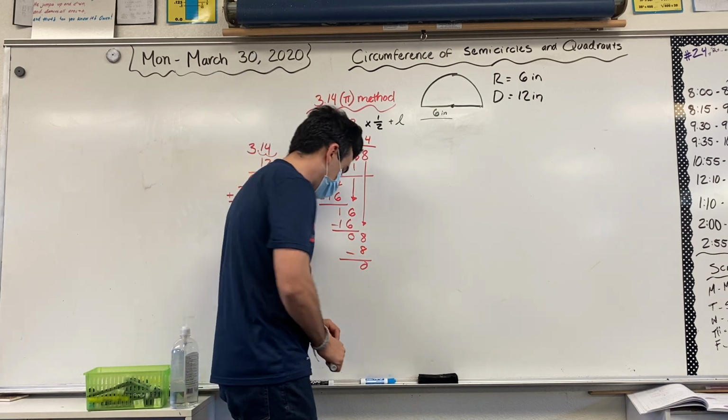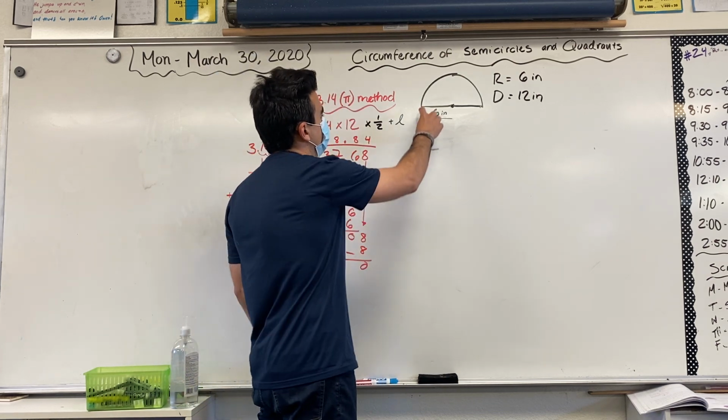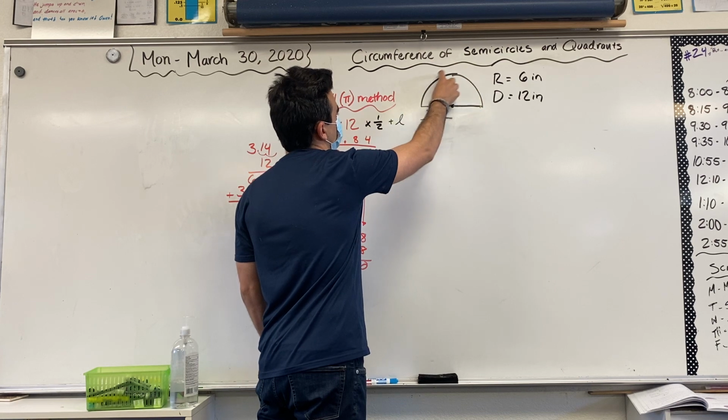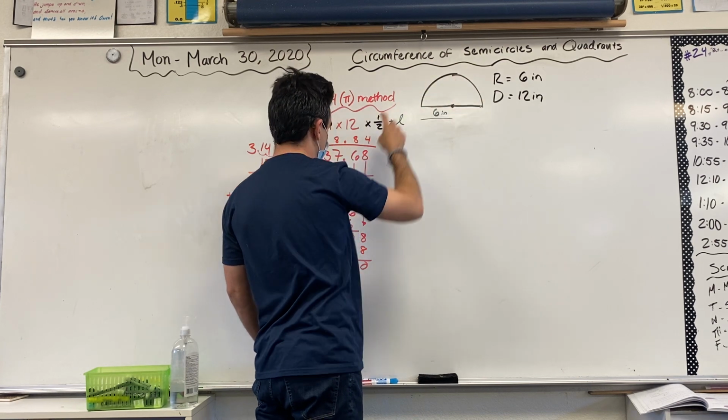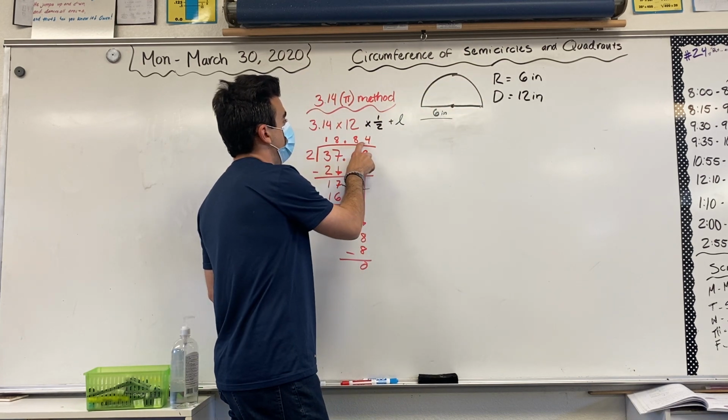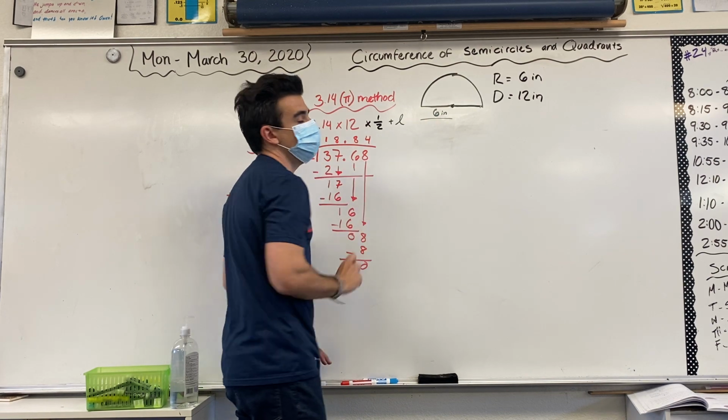Now, that very last step, plus length. I wonder what the length could be. Well, I have this whole part right here. I have the outer curve. That is 18 and 84/100 inches.